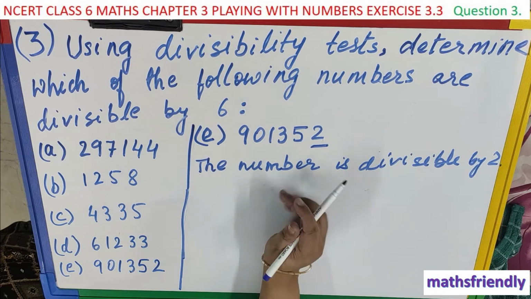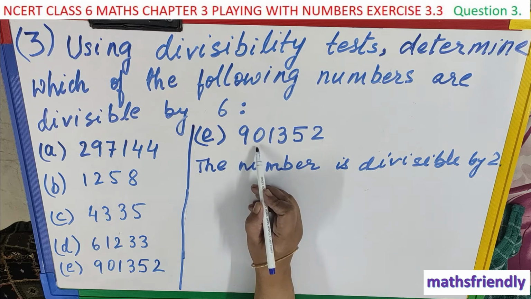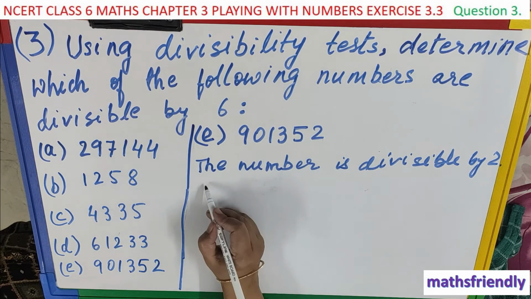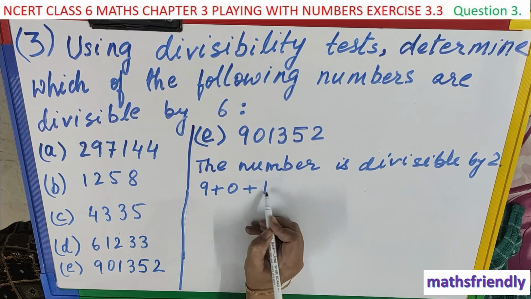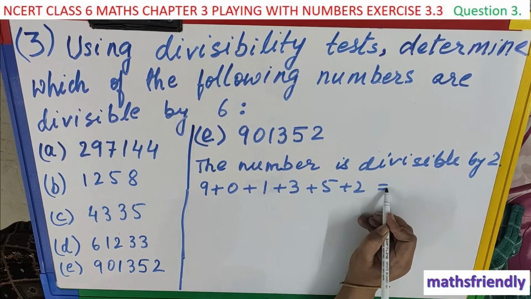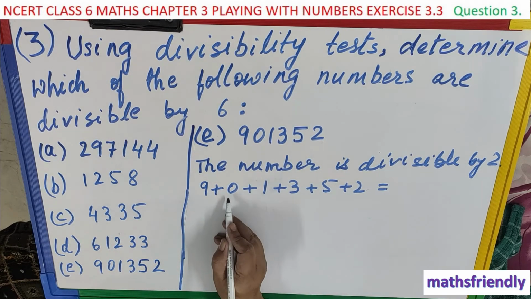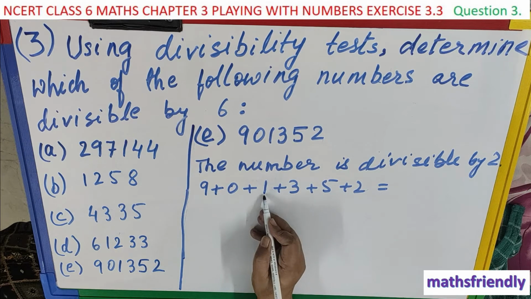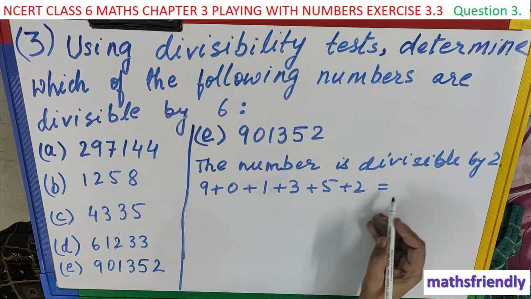Now, is this number divisible by 3? To check, we have to add the digits of the number. What are the digits of this number? The digits are 9, 0, 1, 3, 5 and 2. So, we will add all these digits and find the sum. 9 plus 0 is 9, 9 plus 1 is 10, 10 plus 3 is 13, 13 plus 5 is 18, 18 plus 2 is 20.